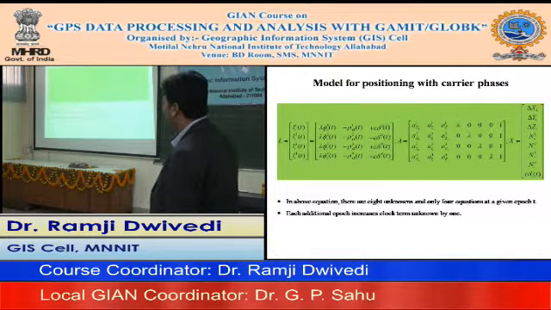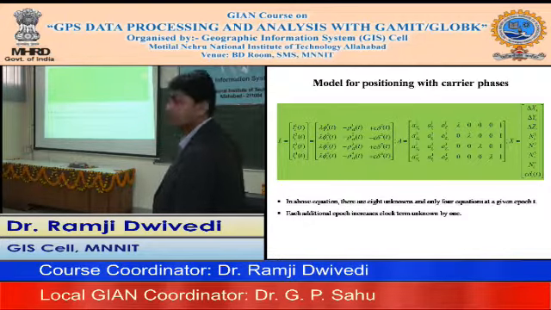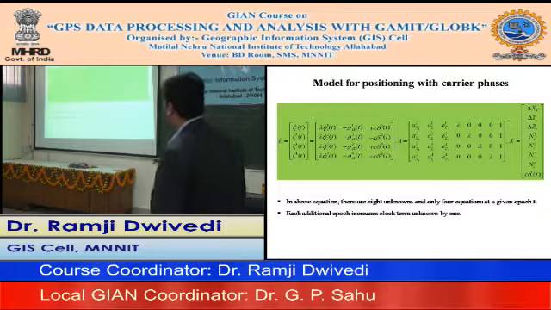So in the above equation, there are 8 unknowns and only 4 equations at a given epoch t with 4 satellites, which we have for the code pseudo range process. So each additional epoch increases the clock term unknown by 1.